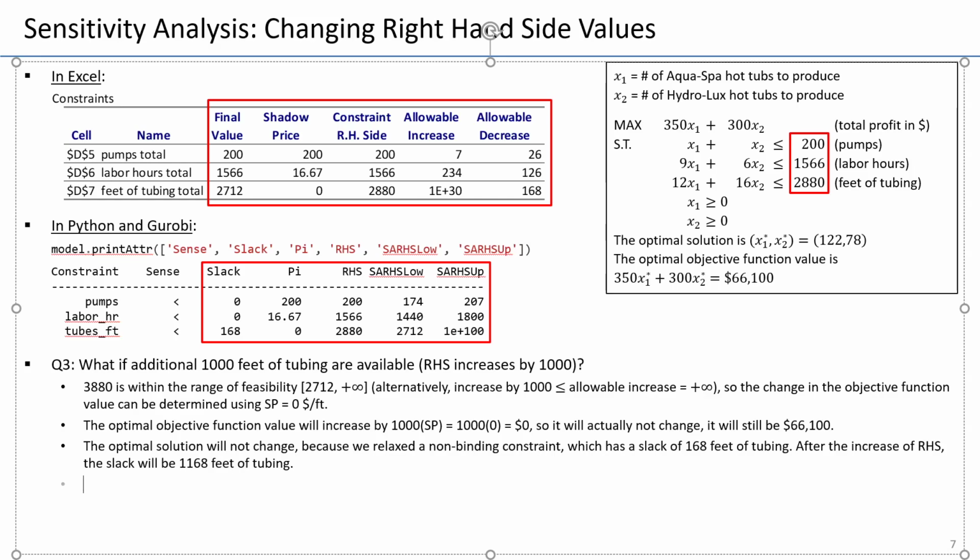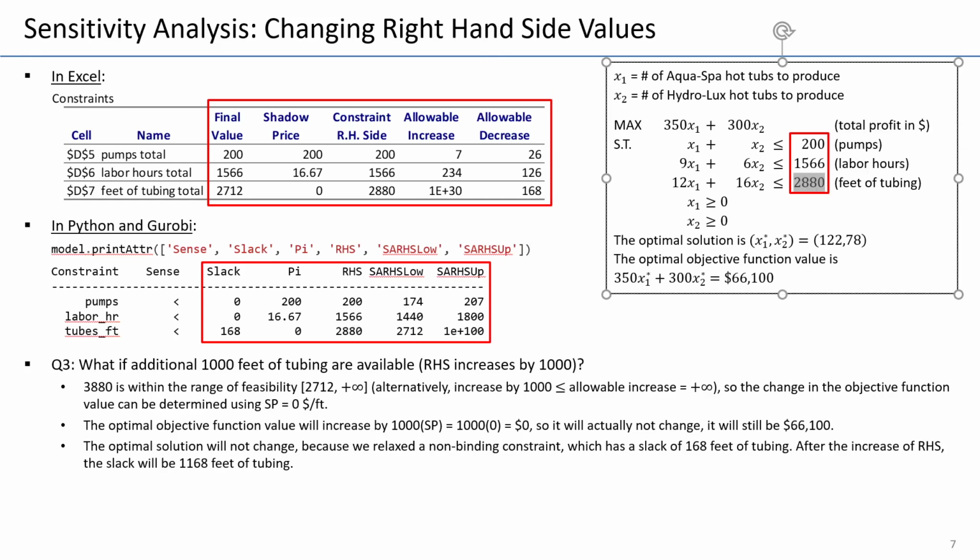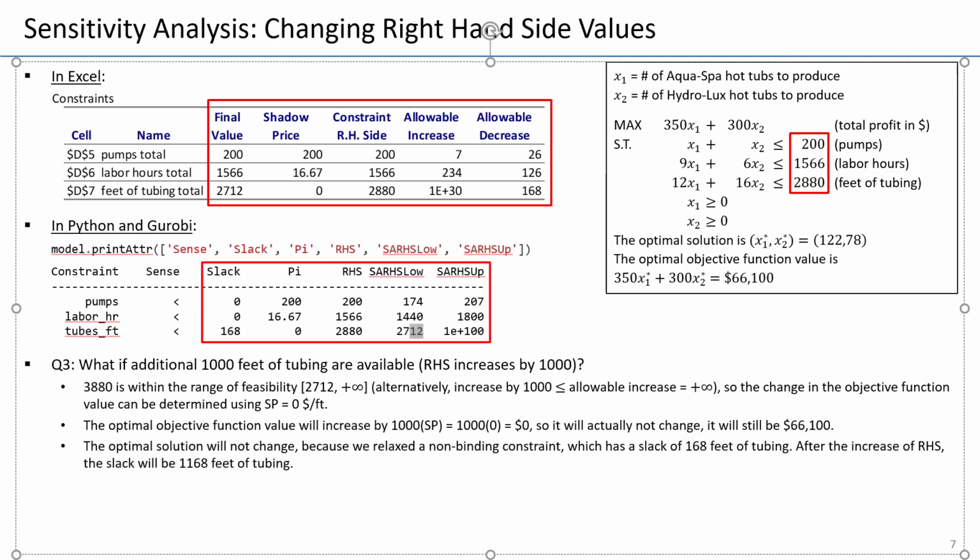In fact, if we were to increase this right-hand side, 2,880 here, by any number, it's not going to change the optimal objective function value or optimal solution, right? And in fact, we could also decrease it, but no more than to this value, which is decreased by 168, right? Because if we use up all the slack, this constraint will stop being non-binding, it will actually become binding. So you can see that in this example, when shadow price is 0, the allowable decrease is actually equal to the slack, right? It is actually showing the same information.